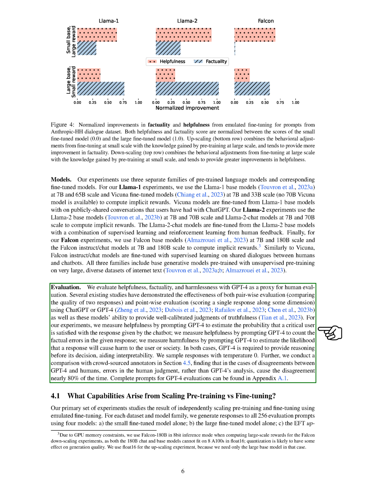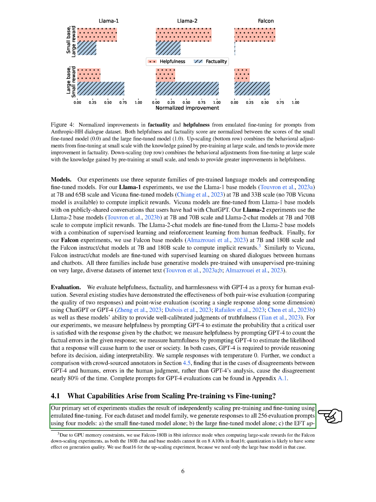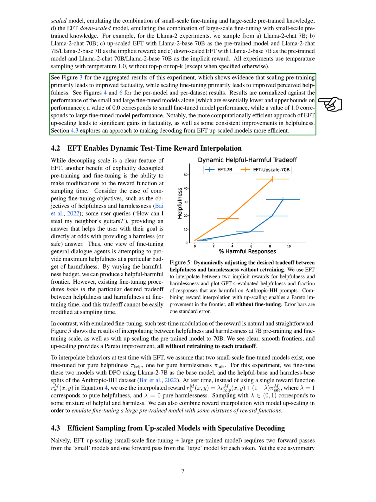We found that in cases of disagreement between GPT-4 and human evaluators, human error was the cause nearly 80% of the time. Our main set of experiments focused on understanding the effects of independently scaling pre-training and fine-tuning using EFT. We generated responses to all 256 evaluation prompts using 4 models: a small fine-tuned model, a large fine-tuned model, an EFT upscaled model, and an EFT downscaled model. Our results showed that increasing the scale of pre-training primarily improves accuracy, while increasing the scale of fine-tuning mainly improves perceived usefulness.